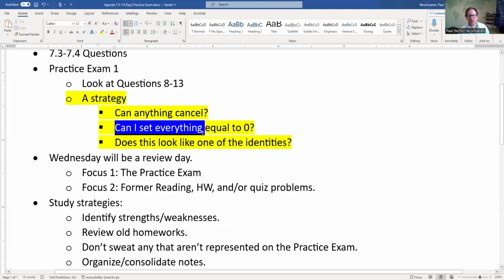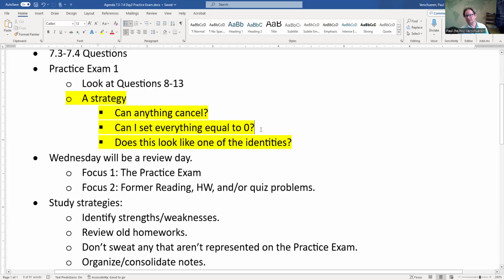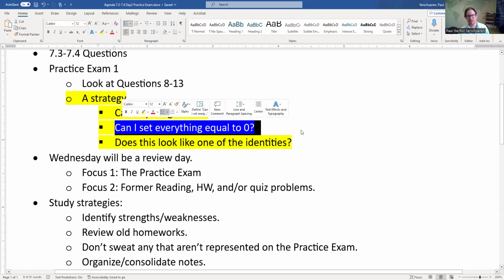And then a big one that I would say the number one thing that people are missing is, can I set everything equal to 0? So remember that if you have two things that are being multiplied equal to 0, two or more things, then you can set each of these pieces equal to 0 and kind of separate them into different problems. So that definitely started coming up in chapter 7. And even on other later problems, you may simplify and do some work, apply some trig identities. That still may ultimately be the solution you need to do at the end.